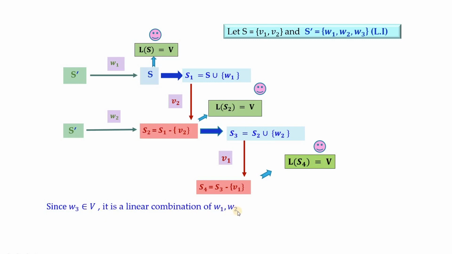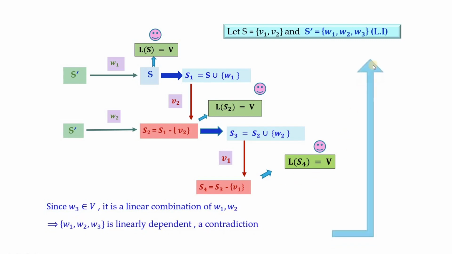So we have W1, W2, W3 to be linearly dependent. That's a contradiction to this. We have said that this is linearly independent, and here we are getting linearly dependent. So that contradiction arose because we assumed the number of elements in the basis to be less than the number of elements in this collection. So this is what we have done.